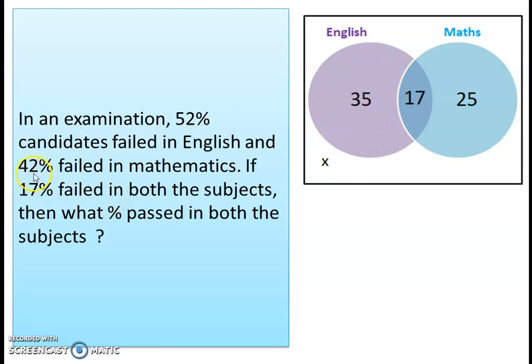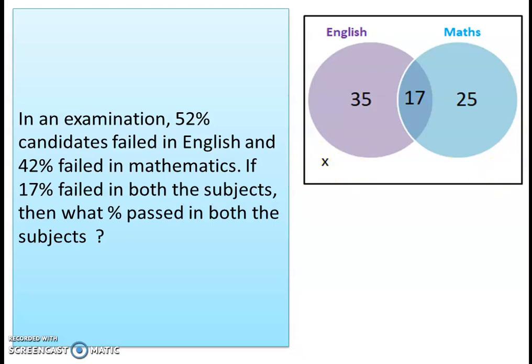And it is given 42% failed in mathematics. So when we subtract 17 from 42, it is 25. That means 25% of students failed in maths only. Now we know what percentage of students failed in English or maths or both the subjects. So here X represents the percentage of students who passed in both subjects.